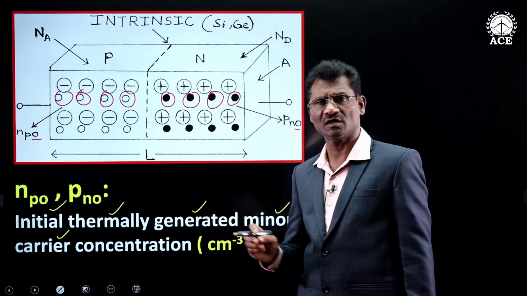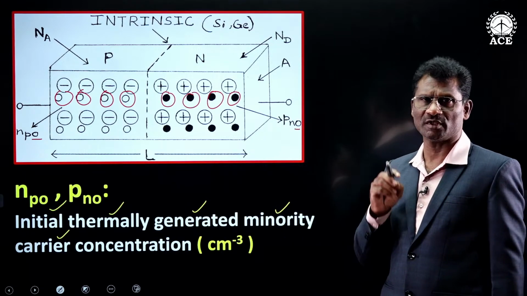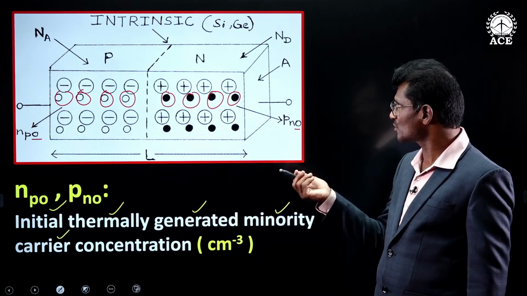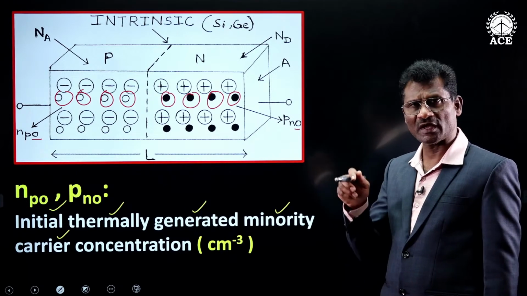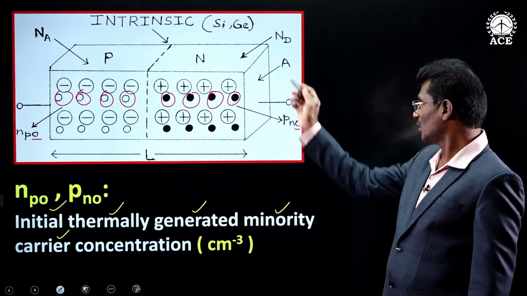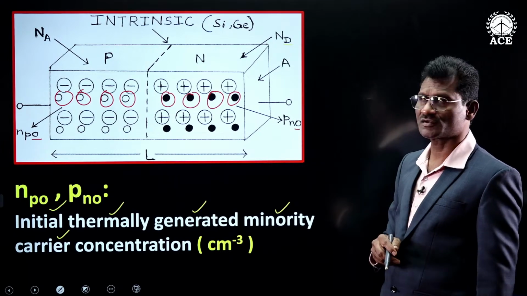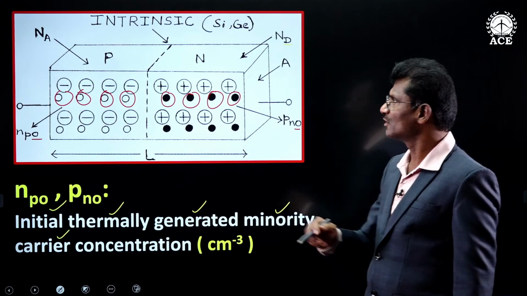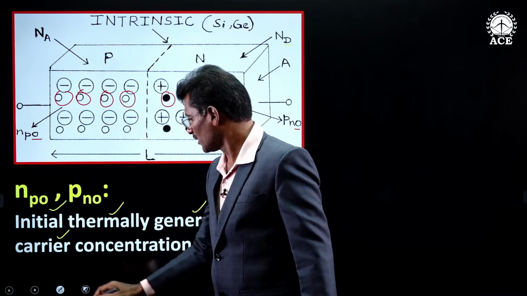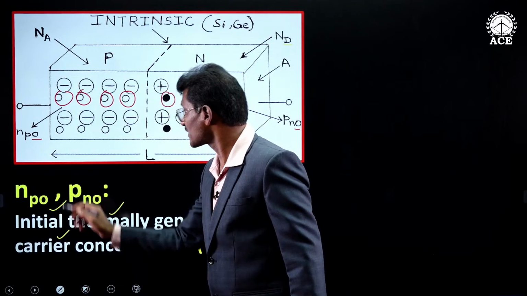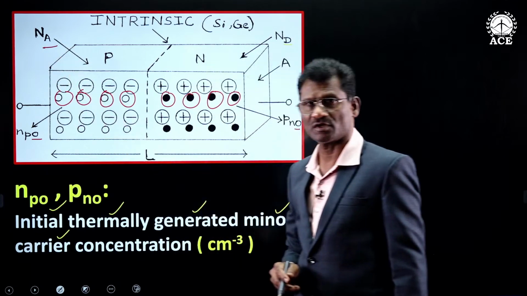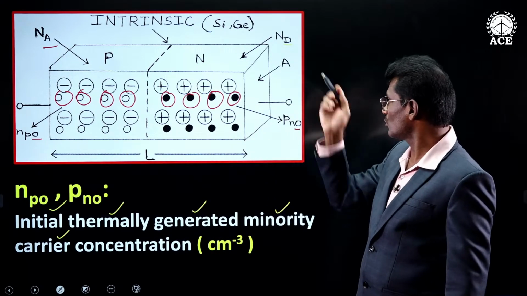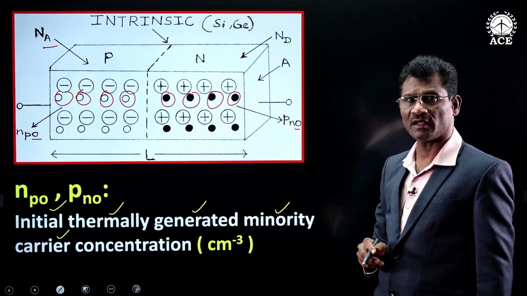Everything will have a meaning. Try to remember with the meaning. Even the notations we are going to write will have a standard format. D is the first alphabet in donors, and A is the first alphabet in acceptors. So that is how ND and NA have been named.